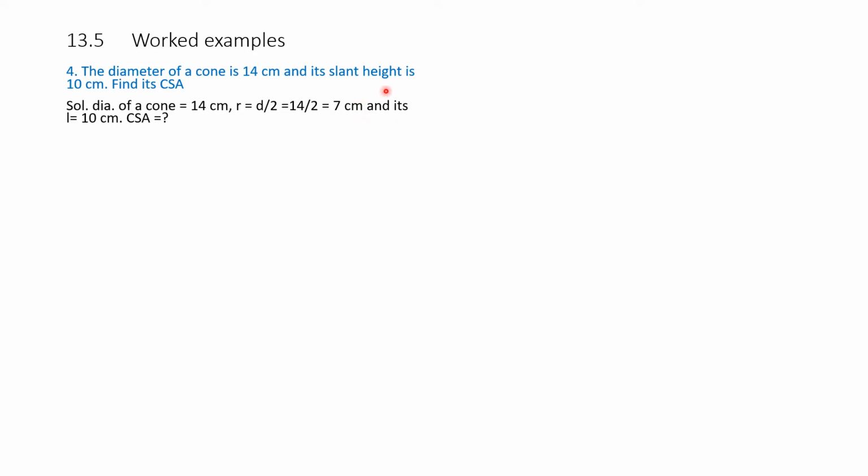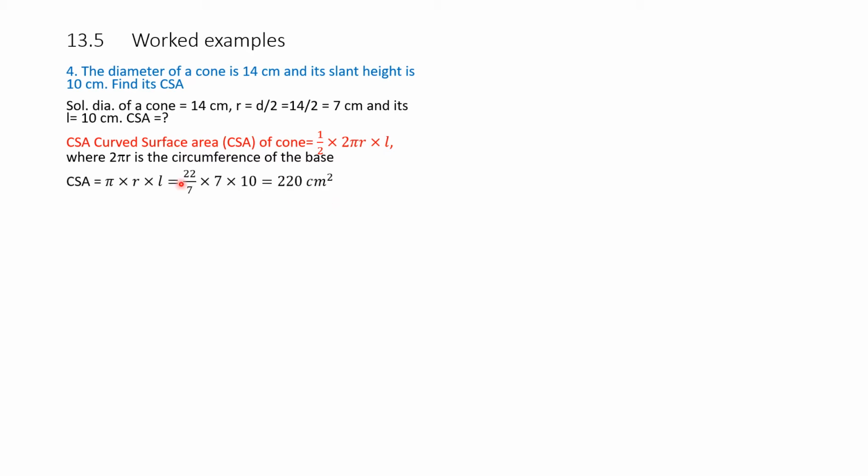And its slant height is given as 10 centimeters. L is equal to 10 centimeters. Find the curved surface area. The curved surface area, CSA of the cone, equals half into 2 pi r into L, as we know. And if you cancel 2, the 2 gets cancelled here, and it is pi r L. Therefore, curved surface area is pi RL, pi is 22 by 7, R is 7 and L is 10. Therefore, CSA of the given cone is 220 centimeter square.